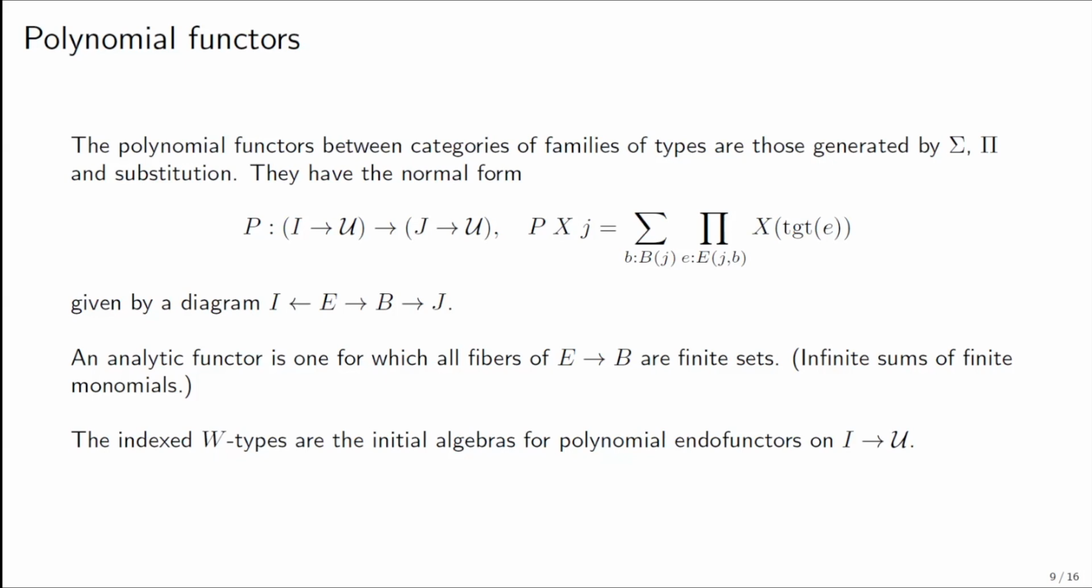So these are given by a diagram that looks like this. You have two other types, E and B, and you have maps from B to J and E to I, and you have a map from E to B. So we also need to know that an analytic functor or finitary functor is one for which all the fibers are finite sets. And this means that all these types we take the product over are finite types. So you can think of these as infinite sums of finite monomials. And now the W types that are quite general are the indexed W types, and they're just the initial algebras for polynomial endofunctors, so functors where the I and the J coincide.